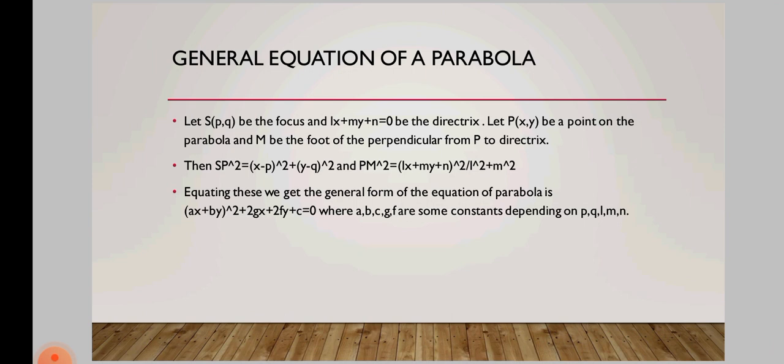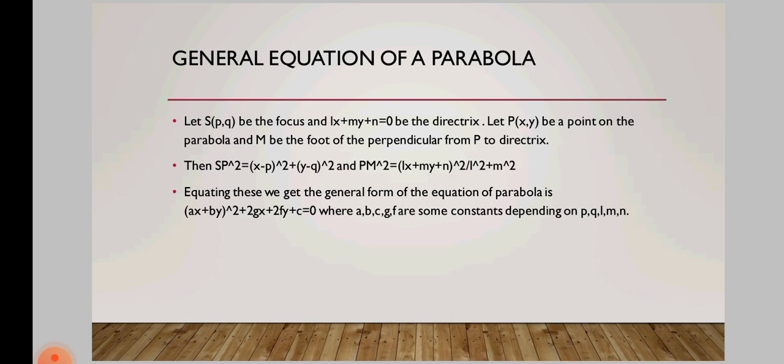In the general equation of the parabola, we are given a point S, which is the focus point, and suppose the coordinate is (p, q), and another line we are given, that is the directrix line. Suppose the equation of the directrix line is lx plus my plus n is equal to 0. By the definition, a parabola is the locus of the point P which moves so that its distance from the focus point and from the directrix line is fixed.